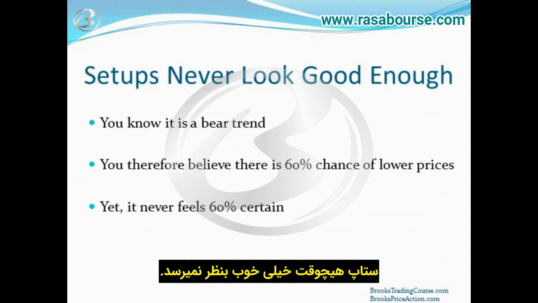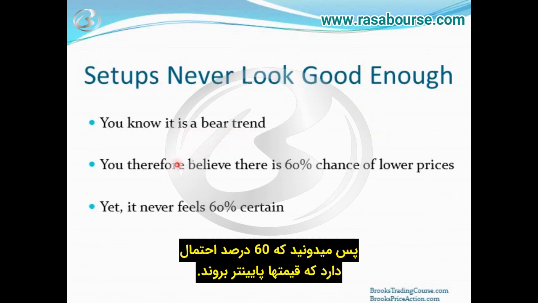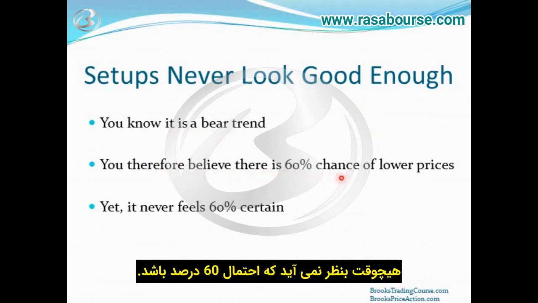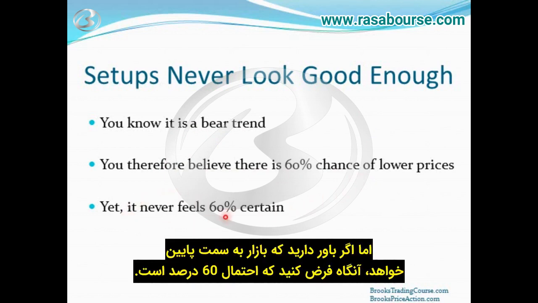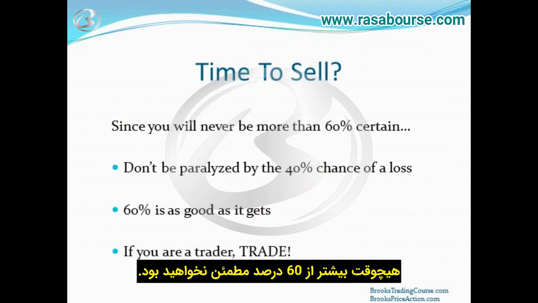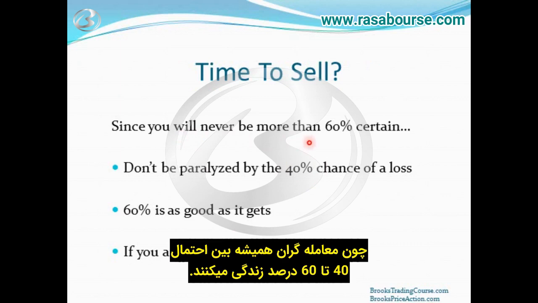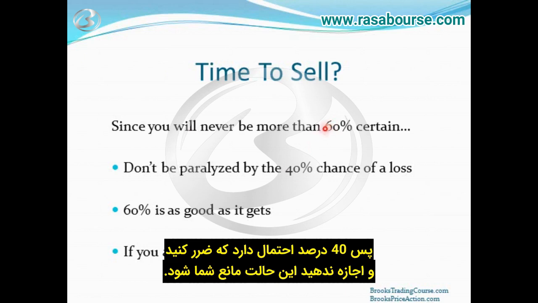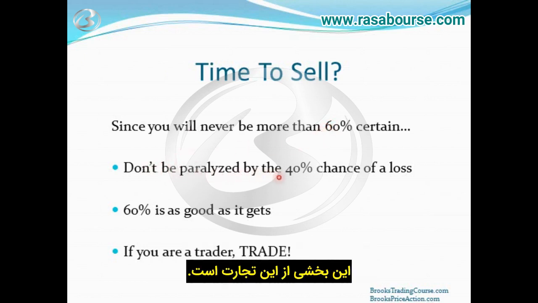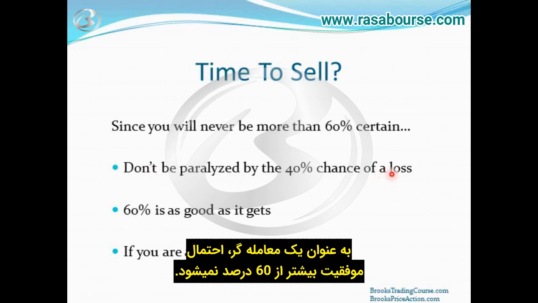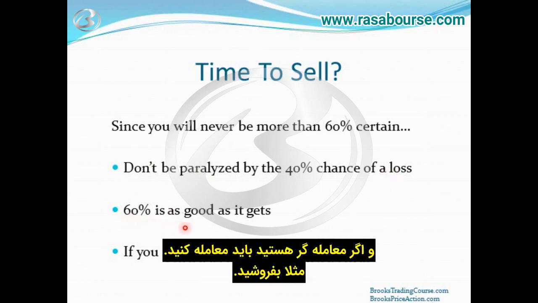Again, the setups never look very good. However, you know it's a bear trend, and therefore you believe there's a 60% chance of lower prices. It never feels like 60%, but if you believe the market is going down, assume that the probability is 60%. You'll never be more than 60% certain, because traders always live between 60% and 40%, and never be paralyzed by the 40% chance of a loss. That's part of doing business. 60%, it doesn't get better than that as a trader. And if you're a trader, trade, take the short.